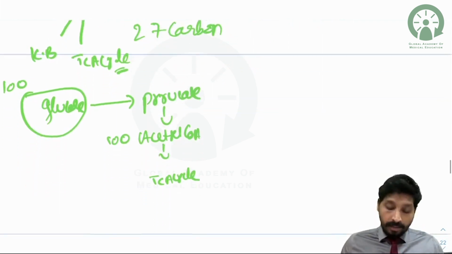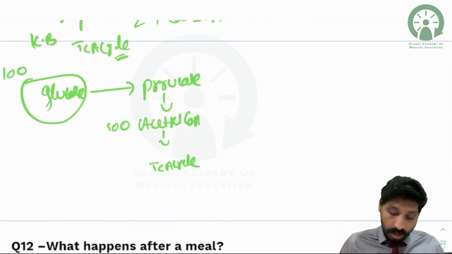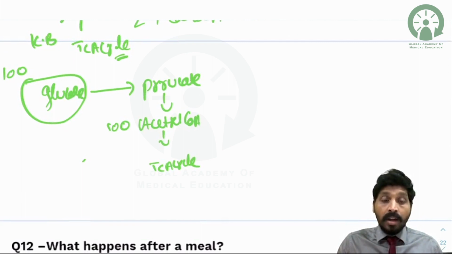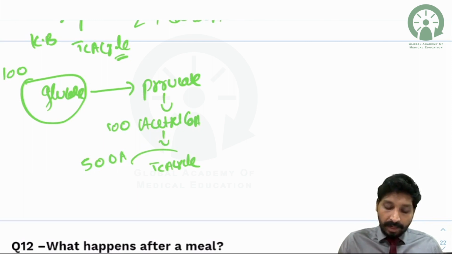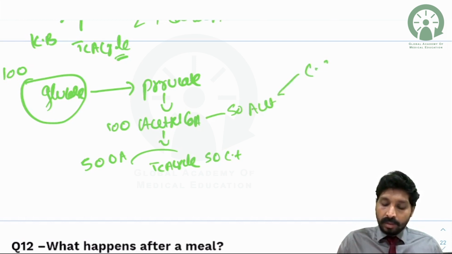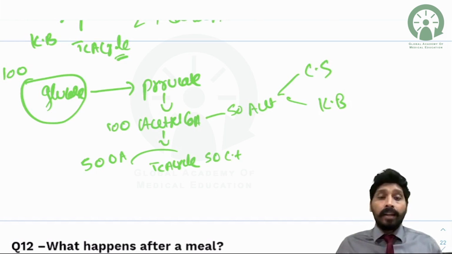Right? Here, when it has to go to the TCA cycle, this 100 acetyl CoA is supposed to enter into the TCA cycle, meaning 100 oxaloacetate supposed to be there, but here we have only 50 oxaloacetate. So 50 acetyl CoA will be entering into the TCA cycle to form 50 citric acid molecules, and 50 acetyl CoA diverted for cholesterol synthesis and ketone body formation based on the body demand.